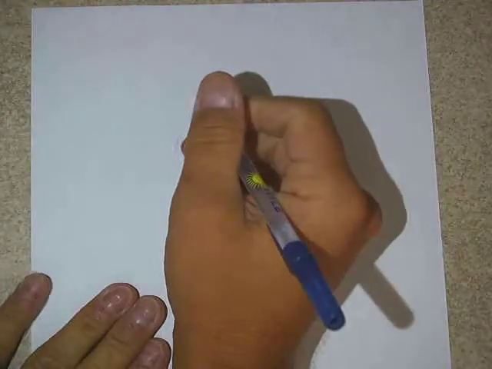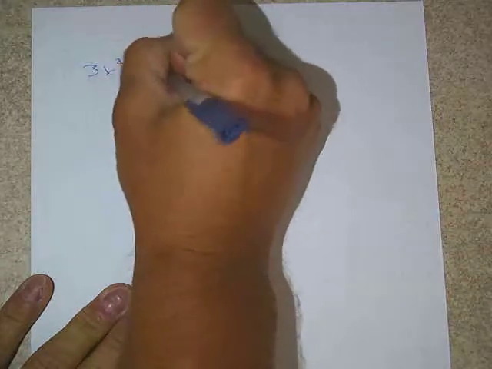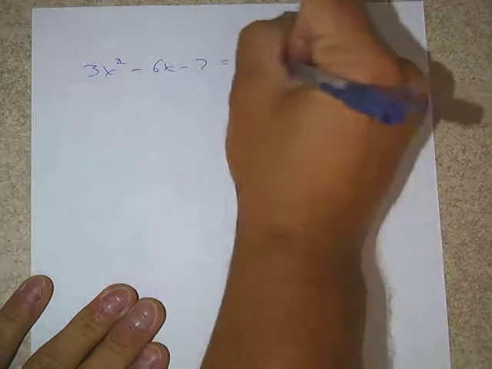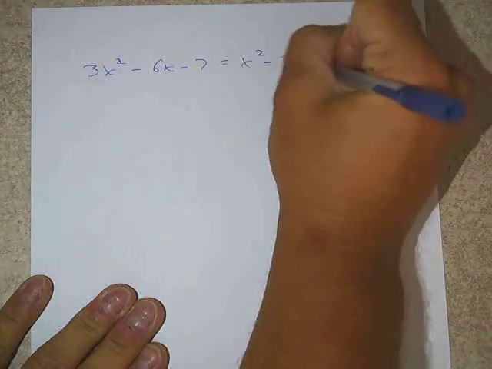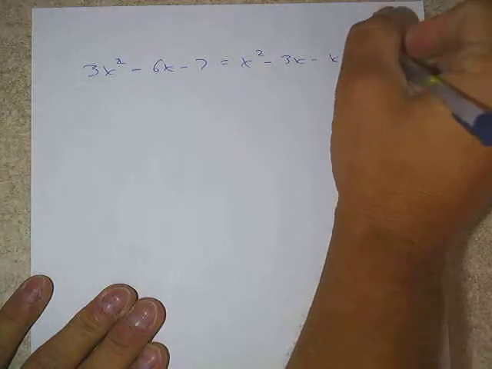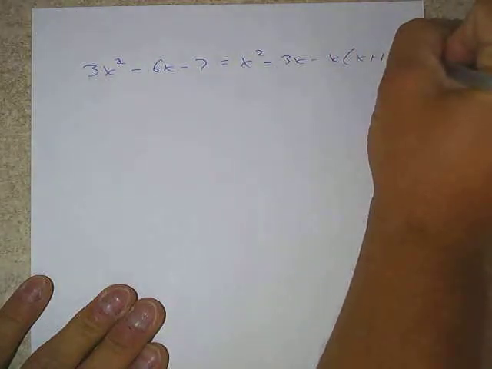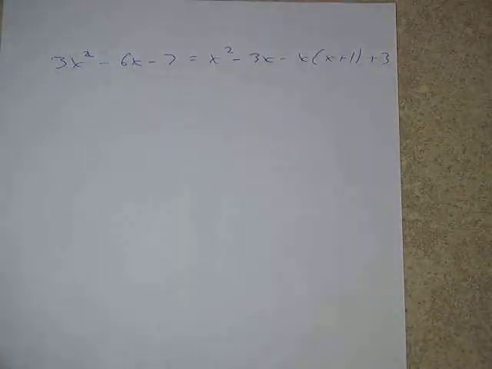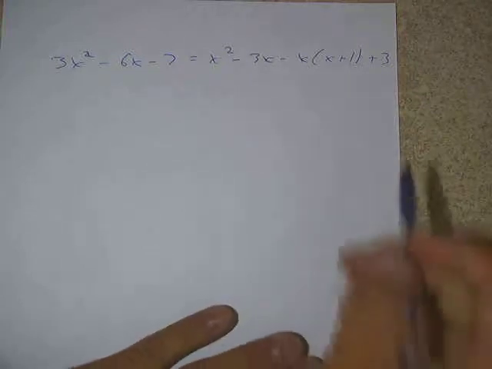Okay, I want to look at one more dealing with completing the square. And that will be the following. It's going to be 3x squared minus 6x minus 7 equals x squared minus 3x minus x times (x plus 1) plus 3. Alright, so that's your typical quadratic equation, right?